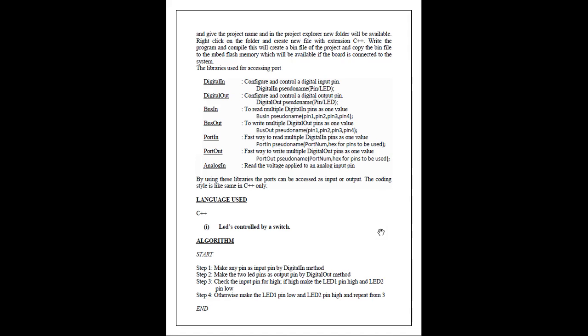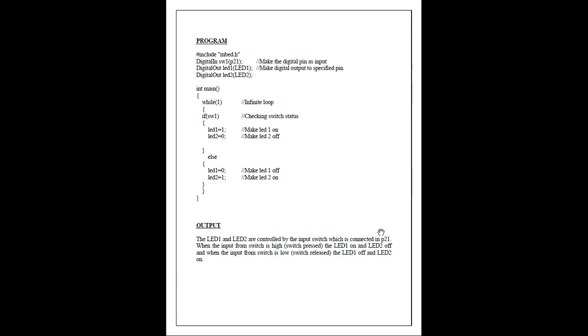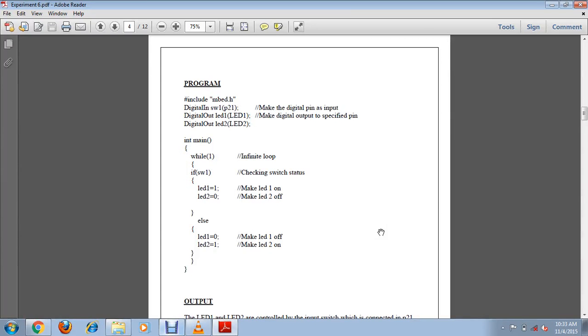So the first experiment is LEDs controlled by a switch. Here I will be connecting a switch to the mbed board, and according to the condition of the switch, the LEDs in the mbed board will be toggling. So this is the code, and here I am making pin 21 a digital input, and I will be connecting a switch to that pin, and according to the condition of the pin, the LEDs LED1 and LED2 will be toggling. So I can show the video.